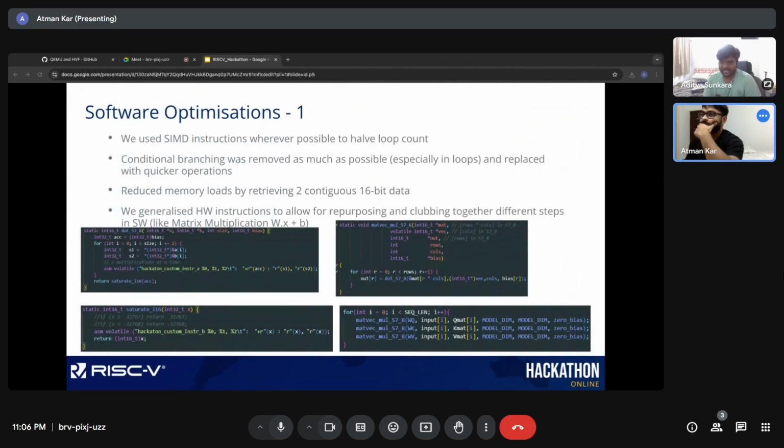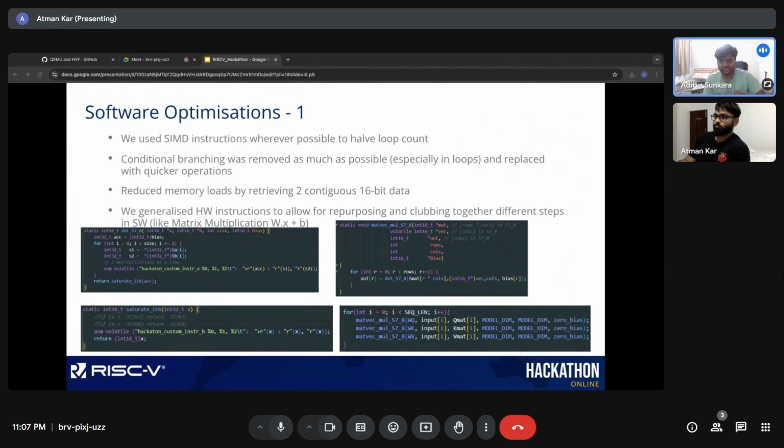Aditya: Yeah, as Arvind mentioned for the hardware, by using the SIMD instructions, we basically halve the loop counts wherever the SIMD instructions are now getting called, which leads to the biggest cut in cycle time. We also did some major software improvements in terms of removing if statements and conditional branching wherever possible, especially in loops. We also reduced memory loads wherever possible by retrieving two 16-bit values at a time by typecasting the value to 32-bit data.